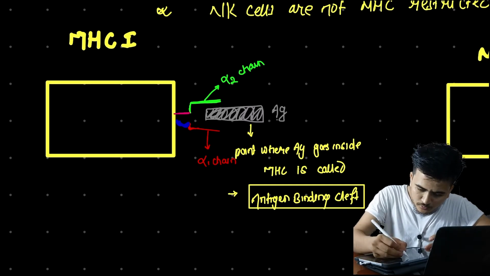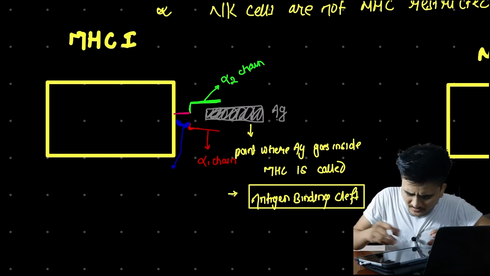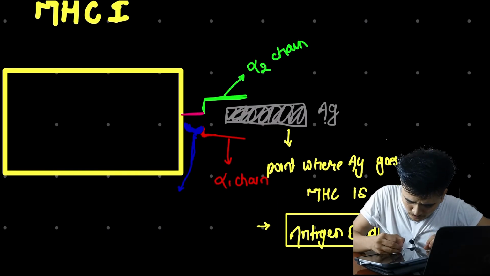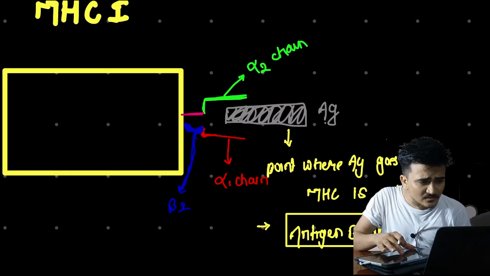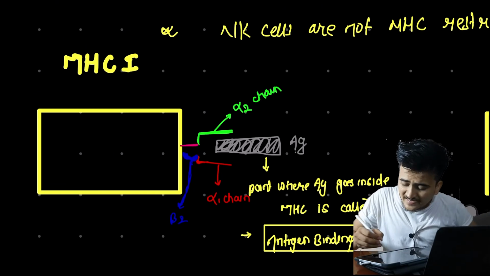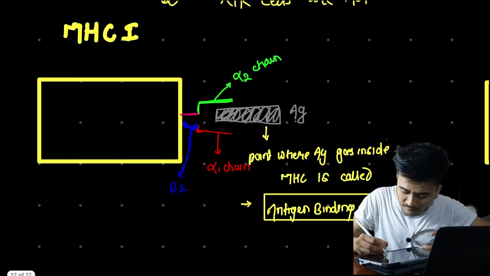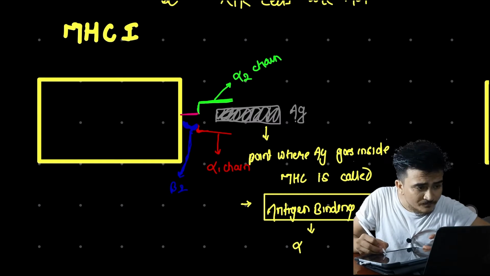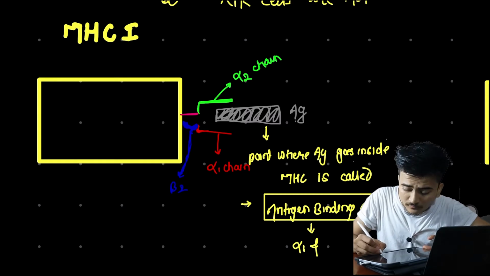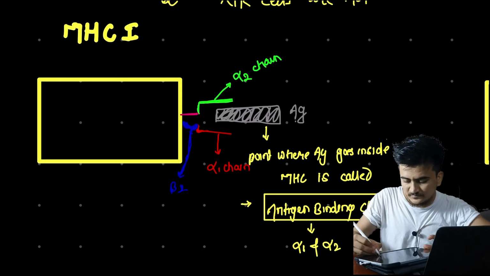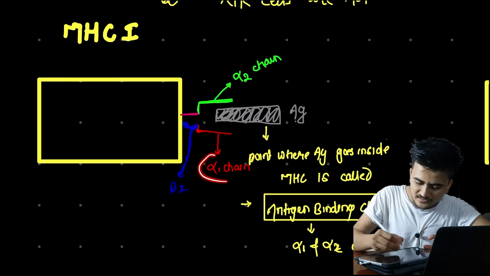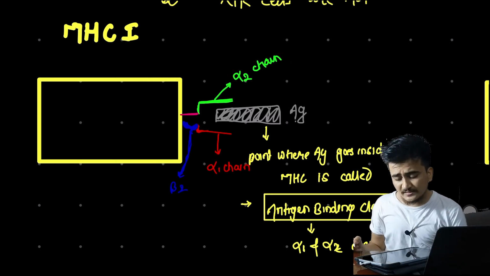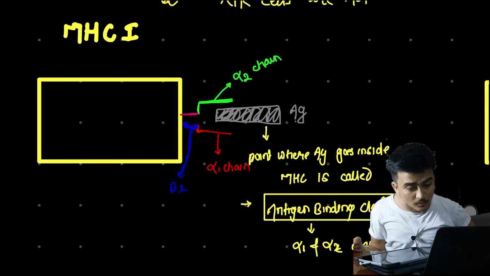Alpha 1 chain. And the blue one that you are looking at right here, I think it is not properly visible, but I'm trying to show it as well as I can. This blue one is beta 2. In the case of MHC class 1, this antigen binding cleft is made up of what? It is made up of alpha 1 and alpha 2 chains. These two, alpha 1 chain and alpha 2 chain, make the antigen binding cleft in the case of MHC 1.